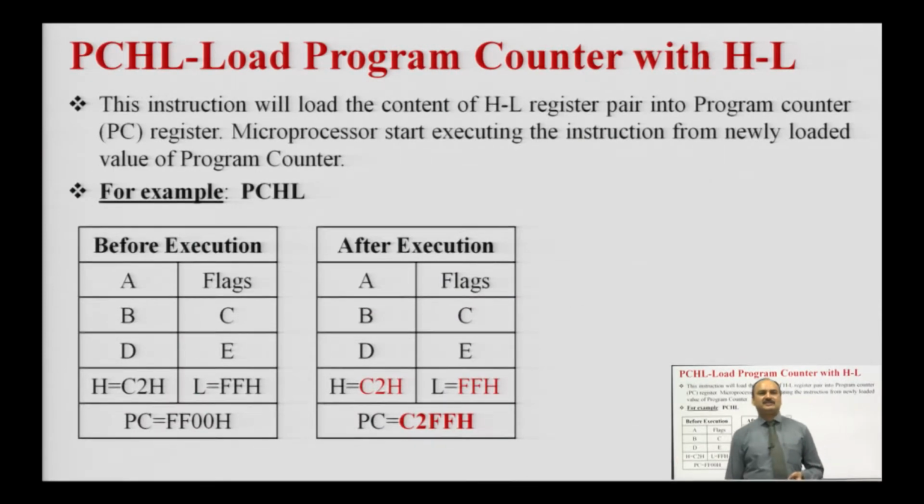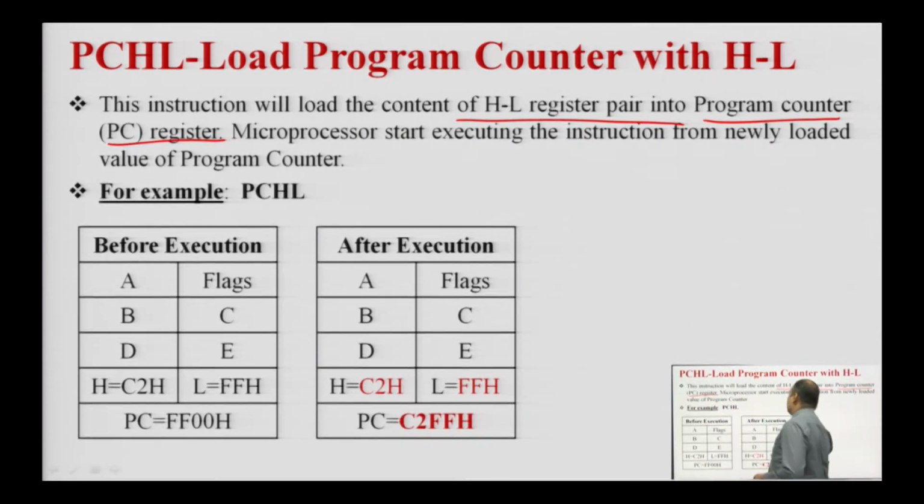Next instruction is PCHL. It will load the program counter with the content of the HL register pair. This instruction will load the content of the 16-bit HL register pair into the program counter, that is, the PC register. So, the microprocessor starts executing the instruction from the newly loaded value. Whenever the microprocessor loads the program counter with a new value with the help of instruction PCHL, it will start executing the instruction from that particular location.